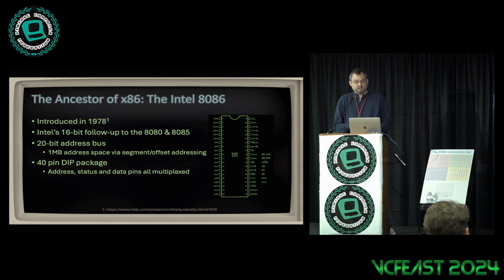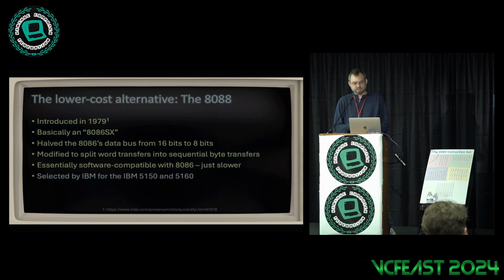It did come in a small DIP package, which was attractive to integrators, but it did mean that your address, status, and data pins are all multiplexed, so they're only valid on certain cycles, which is a little bit annoying to deal with. So the 8088 is basically an 8086 SX.